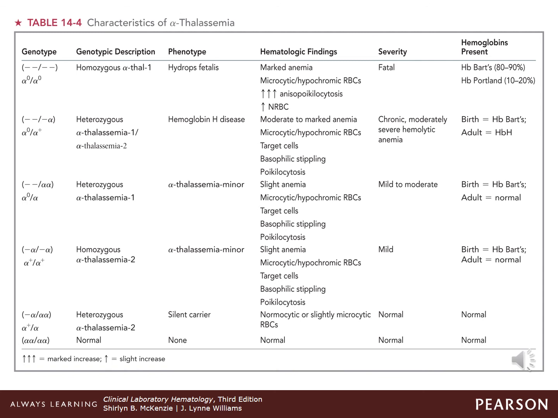The last type is the silent carrier type of alpha thalassemia, where there is only one missing or deleted chain, and here you really don't have any type of anemia. Everything seems normal. You might have a slightly mild anemia, but usually the patient compensates very well in their presentation.